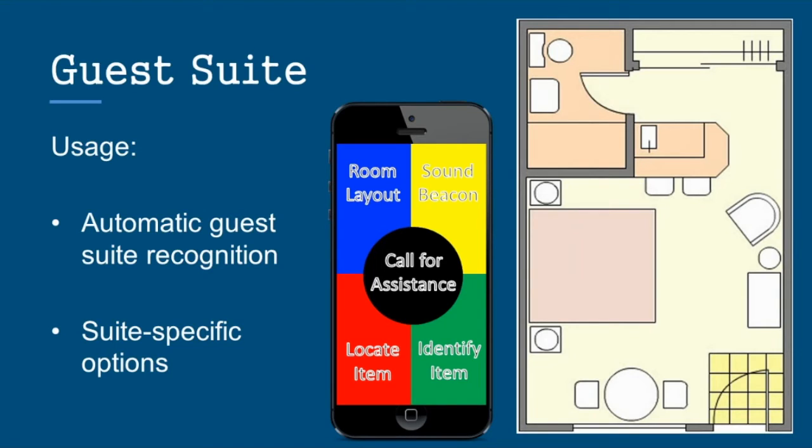The guest suite. As the user enters the suite, communication will begin with the beacon placed at the entrance. In the case of the example room shown here, the bathroom is at the opposite corner of the suite from the entrance. Another beacon will be placed at this door. A guest suite in a typical hotel will have a minimum of 2 beacons, though more can be added to accommodate larger spaces. The user will have the following options listed across and down in the 4 quadrants of the smart device screen: room layout, sound beacon, locate item, and identify item.